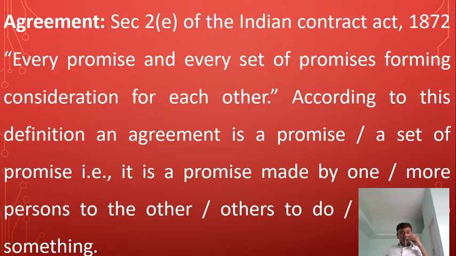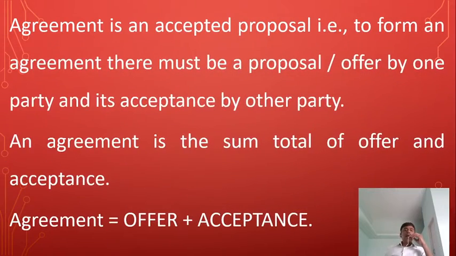According to this definition, we can also give a meaning: agreement is a promise or set of promises made by one or more persons to other parties to do or not to do something. This also comes as a meaning. Agreement is a promise made by one or more persons to other or others to do or not to do something. Take this as the meaning. Therefore, the definition and meaning are done. Then we can give one more meaning.